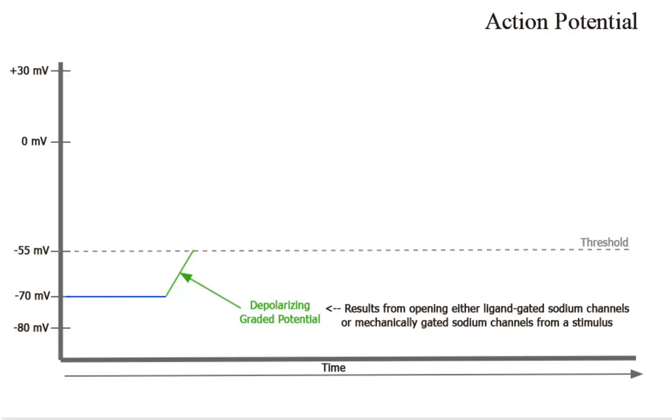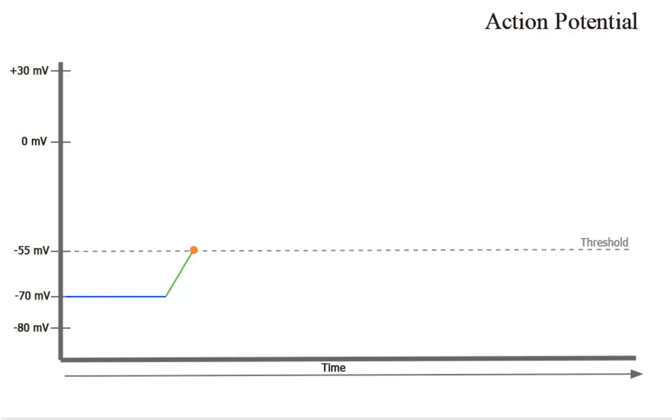So I am putting this little line on the graph. This represents the graded depolarizing potential. Again, remember that this is caused by either ligand-gated sodium channels or mechanically gated sodium channels. Now I am at the threshold value of negative 55 millivolts. At this point right here is when the voltage-gated sodium channels open. Remember, these channels will only open at threshold voltage.